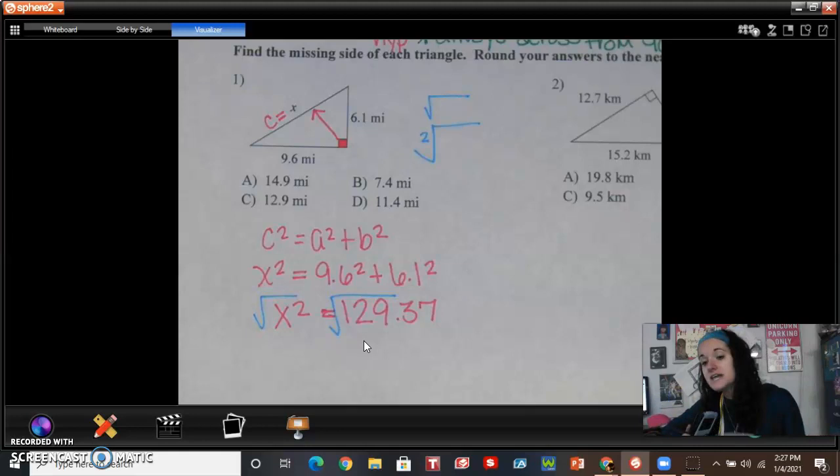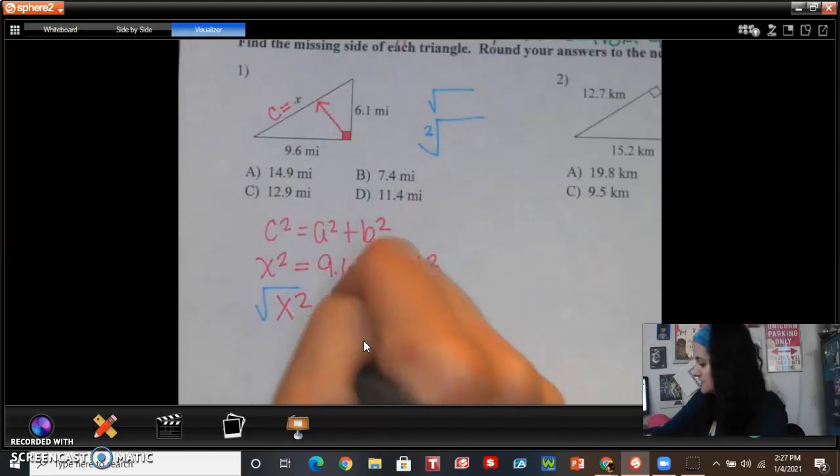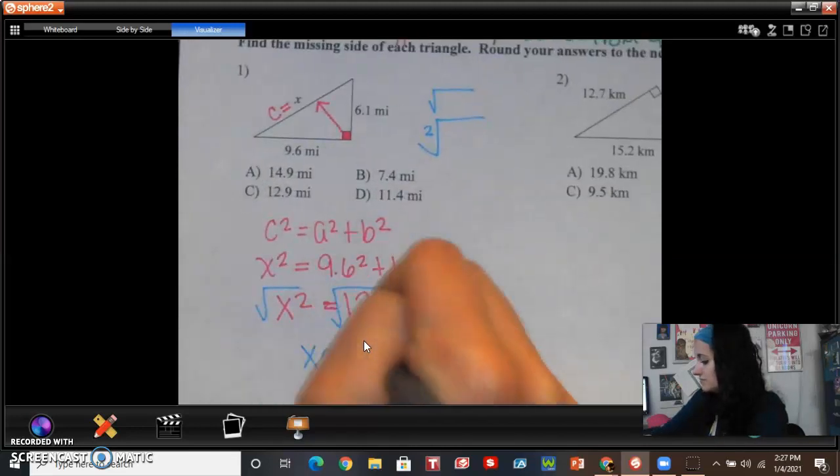Now, that being said, sometimes you have to hit the button first and then type in the number, and sometimes you have to type in the number and then hit the button. If you're using a calculator, you type in the symbol first, and you'll get your answer. So our final answer is X is about 11.4.